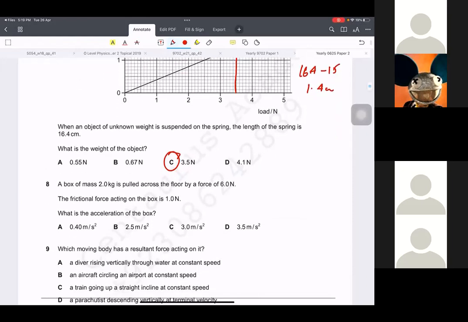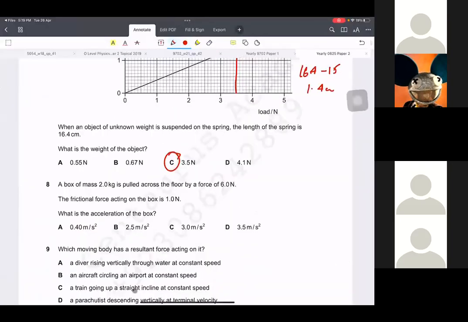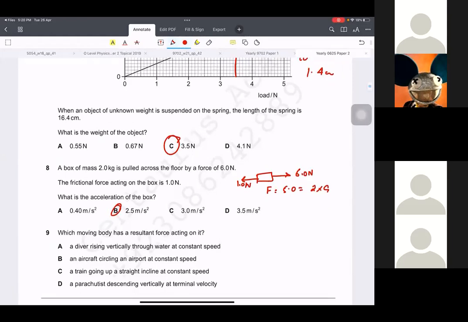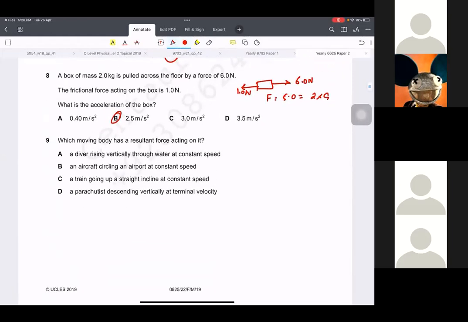Pretty easy, yeah? A box of mass 2 kg is pulled across the floor. The friction force is this. What is the acceleration? So this is the pulling force, and this is the friction. So the resultant force is 5 and the mass is 2. 5 divided by 2 is 2.5. Okay, very good.